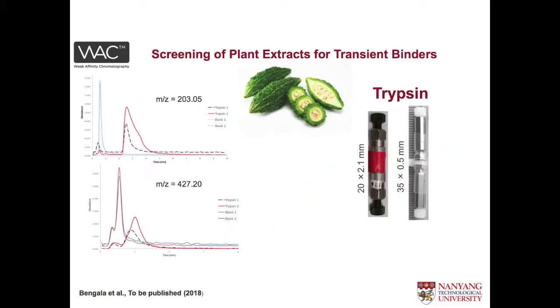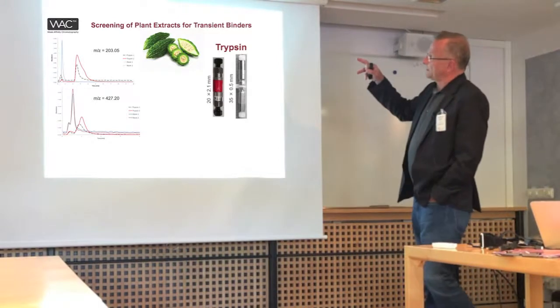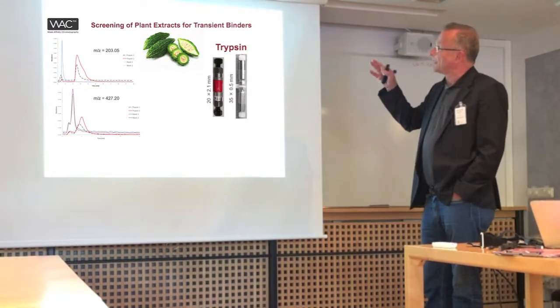Another thing I'm doing right now in Singapore is, because it's chromatography and it's WAC, if we have the target, maybe we can look for binders in any crude extract. There are many drugs coming from natural resources. So here we are working with a bitter gourd, a fruit used a lot in Asian cooking, and we are looking for binders to this.